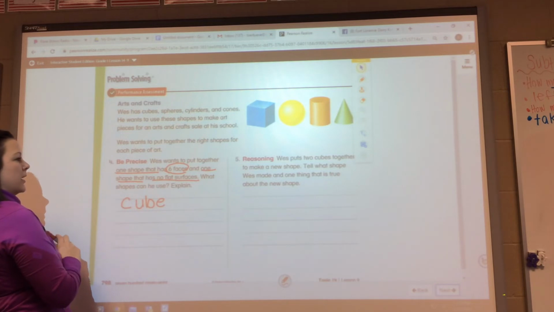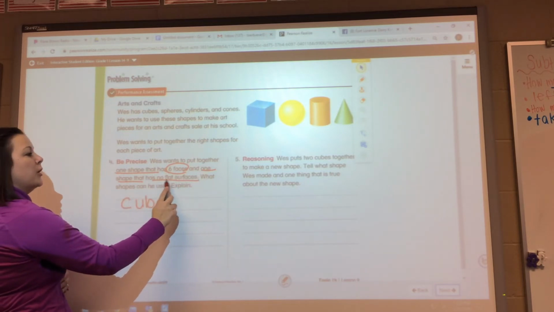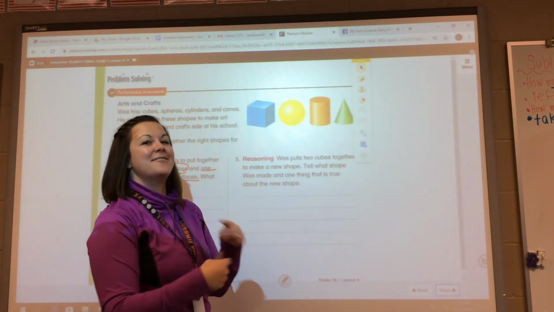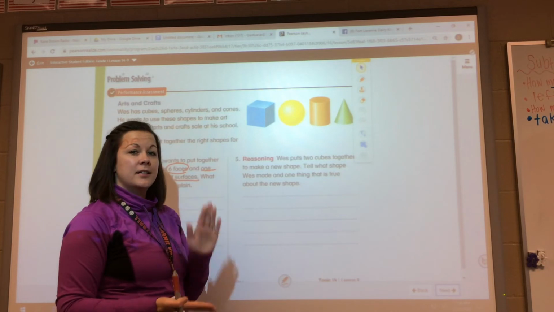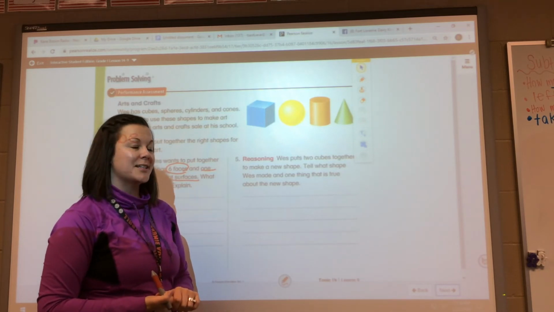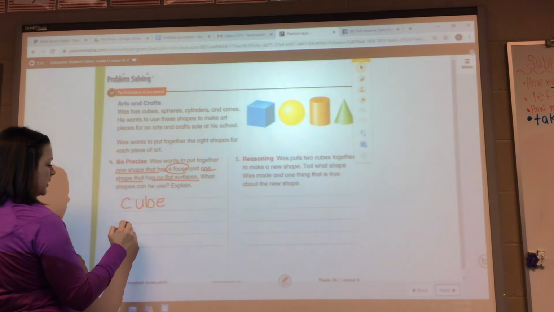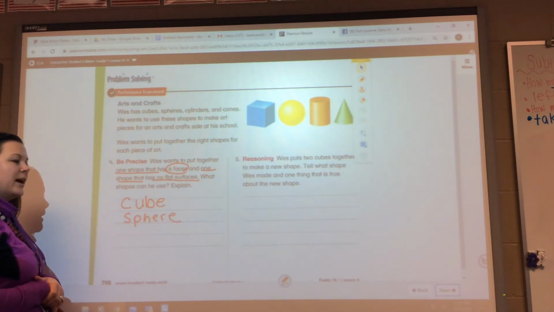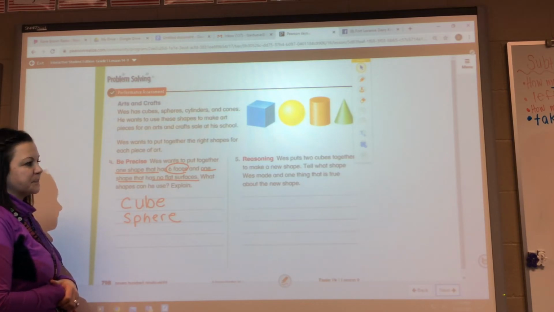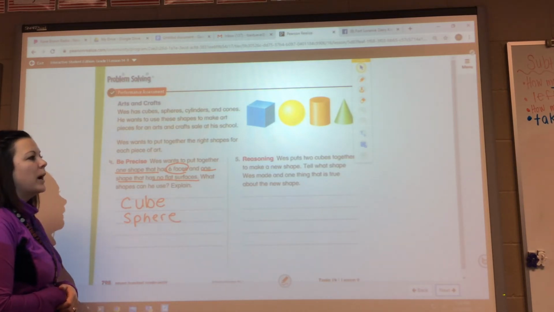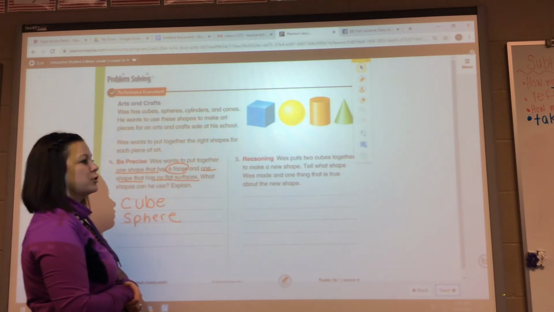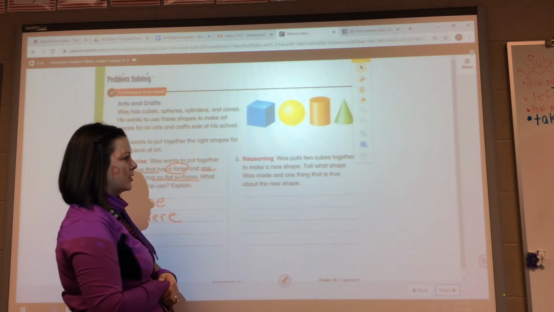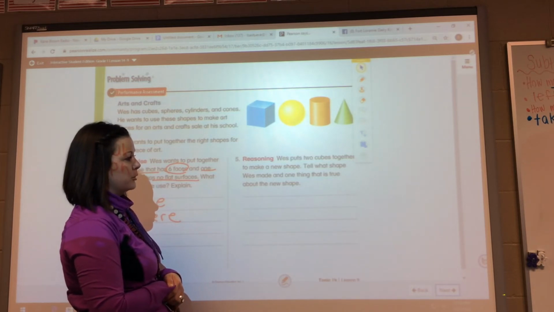And the other shape was one shape that has no flat surfaces. So it just rolls and rolls and rolls and rolls and has no flat surfaces. So that means it has no vertices as well. Very good, the sphere. All right, so you can go ahead and just write those 2 down like this. And then number 5, Wes puts 2 cubes together to make a new shape. Tell what shape Wes made and one thing that is true about the new shape.